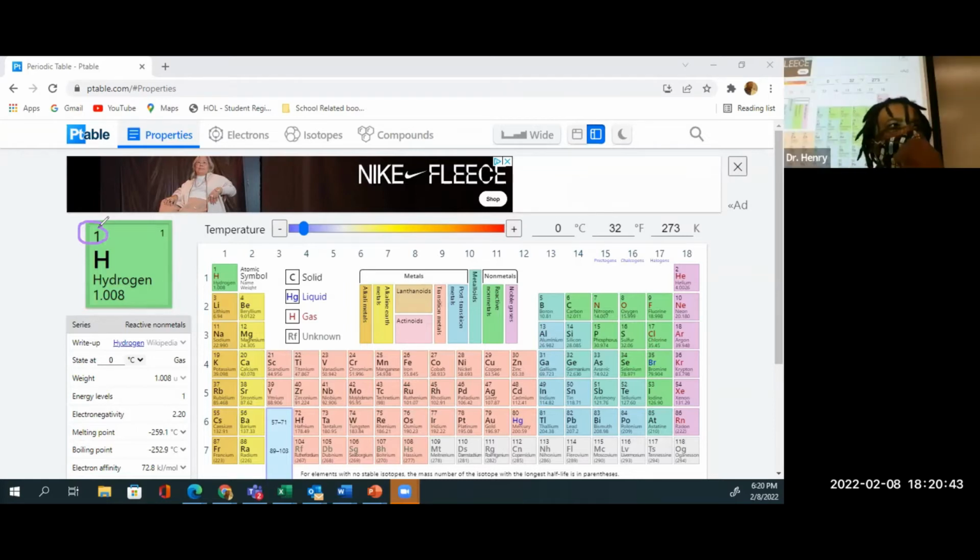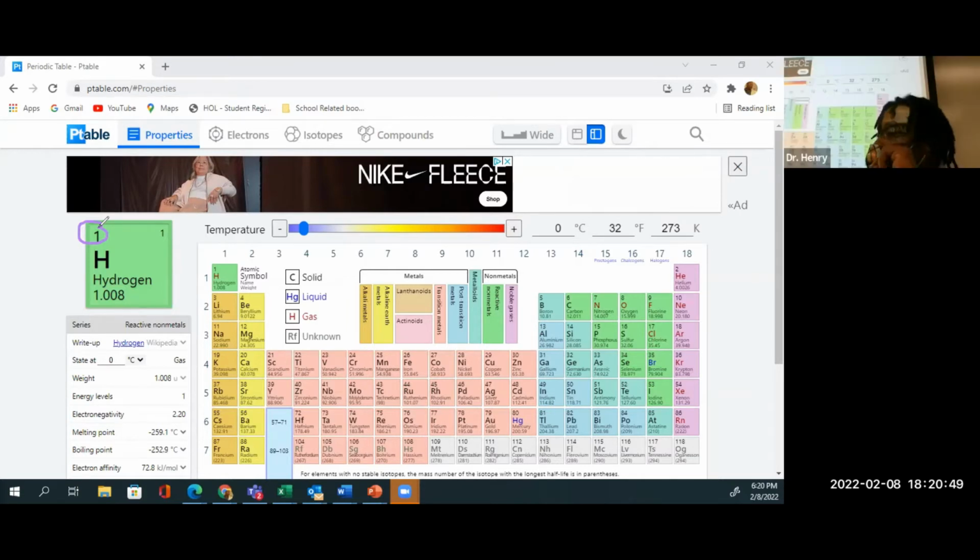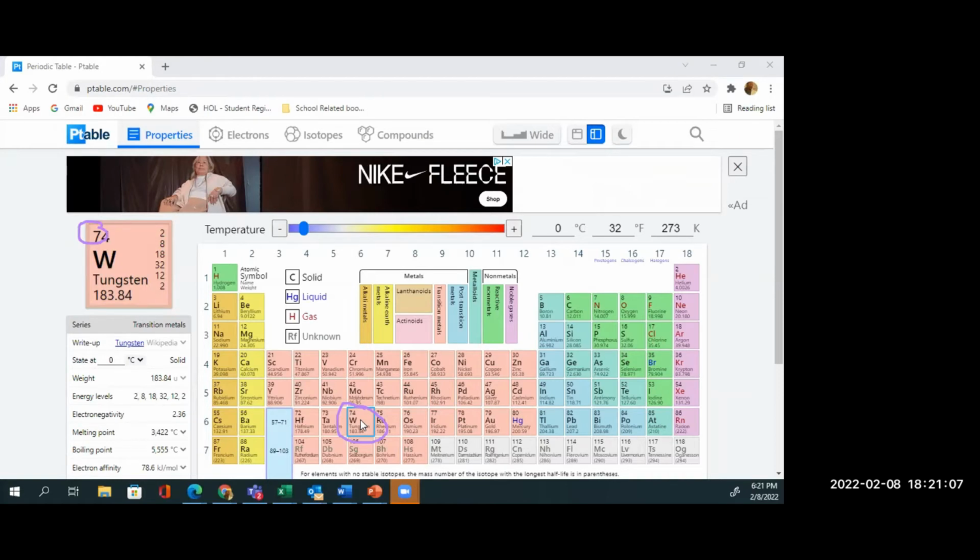So hydrogen has how many protons? 1. It has 1 proton because it has an atomic number of 1. Tungsten. Tungsten is W down here. It has how many protons? It has 74 protons.